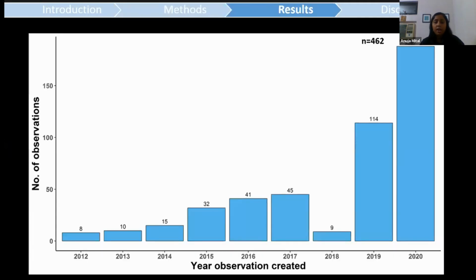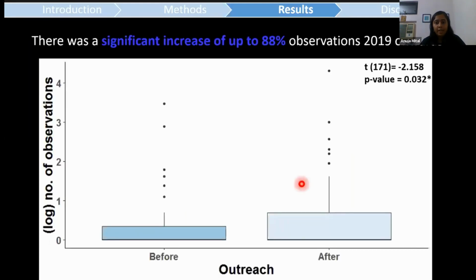So now starting with year-wise observation created records, we had observations right from 2012, and you can see that the numbers drastically increased from the start of 2019. What changed basically was the dedicated, unique social media presence that Sneha and I have curated, and the results are pretty clear over here. So we also did a 2-sample t-test to check the effect of outreach before and after 2019. And we saw a significant increase of up to 88% in observations from 2019.